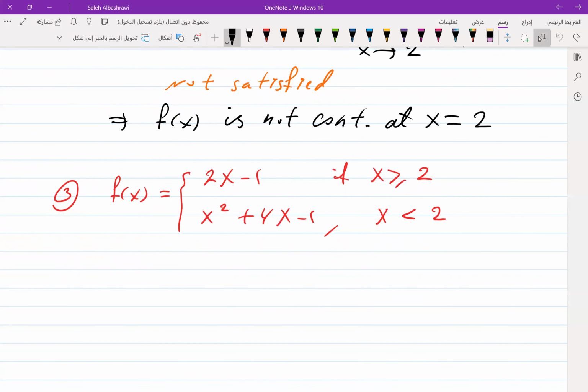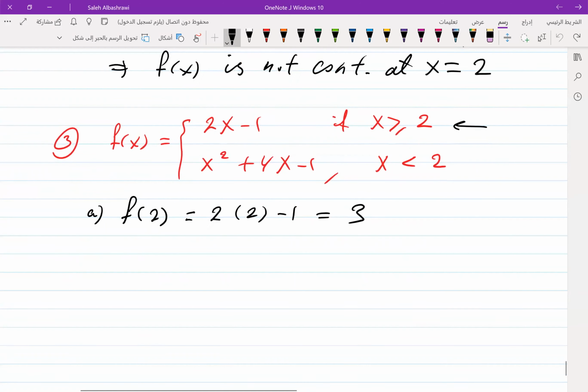First condition, f of 2. Now f of 2 means x equal to 2, and this is x greater than or equal to 2, which means we are using the first part. It will be 2 multiplied by 2 minus 1, which is equal to 3. 4 minus 1 is equal to 3. Now second part, I need to check the limit.